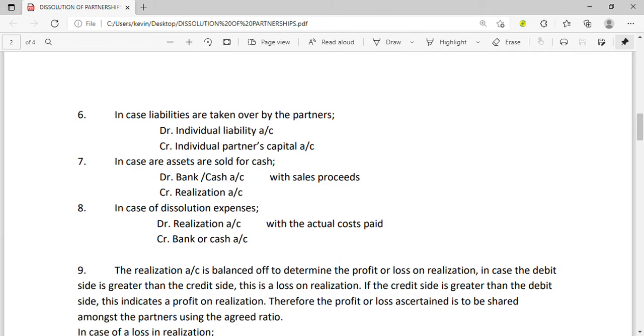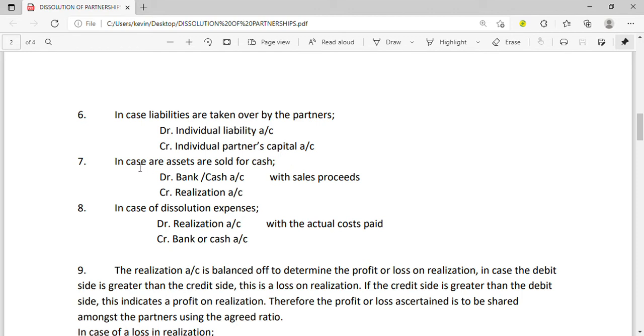Then in case liabilities are taken over by partners, it means that the business has to compensate them later, if they decide to pay for the liabilities on behalf of the business. So we debit the individual liability account because we are settling the liabilities, they are reducing. We debit the individual liability account and we credit the individual partner's capital account.